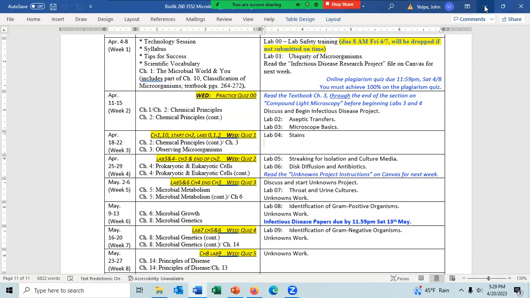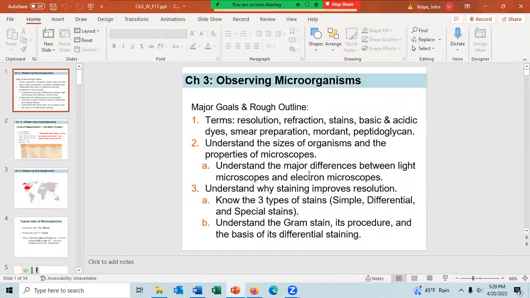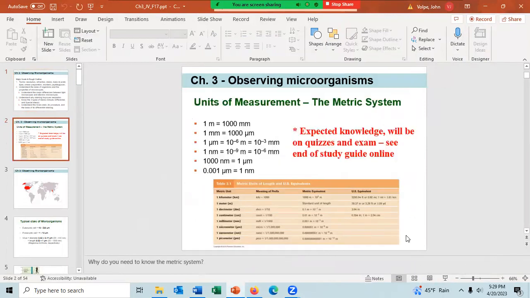And let's just minimize that and move on. So this slide is showing you the metric system. It's a unit of measurement. And in science, we use the metric system. In medicine, we use the metric system. You are expected to know the metric system, but let me blow this slide up.